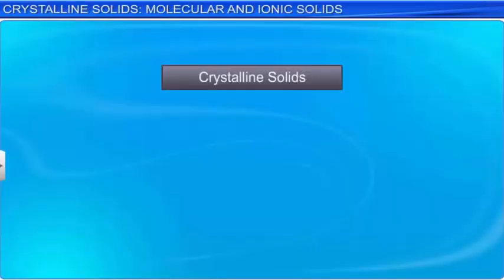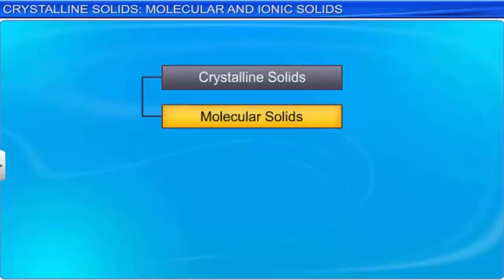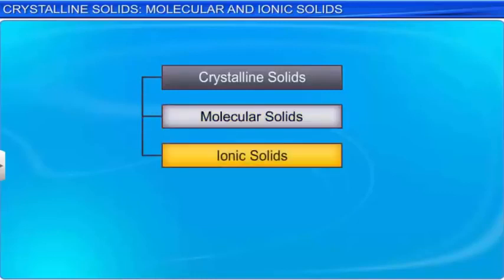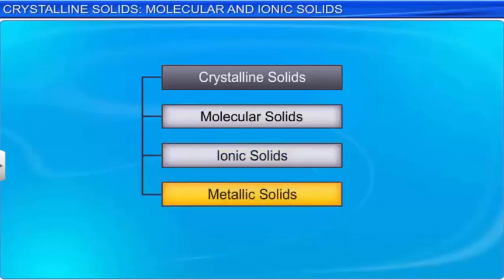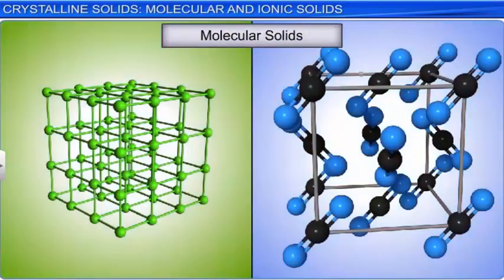On the basis of the type of forces holding the constituent particles together, crystalline solids are broadly classified into molecular solids, ionic solids, metallic solids, and covalent or network solids. Let us begin our discussion with molecular solids. The constituent particles in these type of solids are either atoms or molecules. The atoms or molecules are held together by weak forces of attraction.